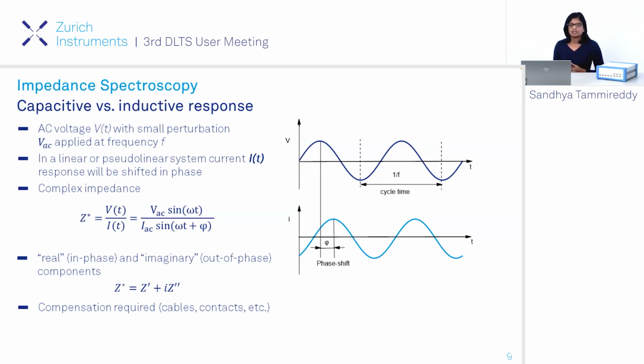Please keep in mind that when you measure your device, you not only measure what goes on in your material, but also the parasitic resistances related to your cables and contacts. In such situations, it's essential to do compensation to be able to precisely characterize your device in terms of defects.